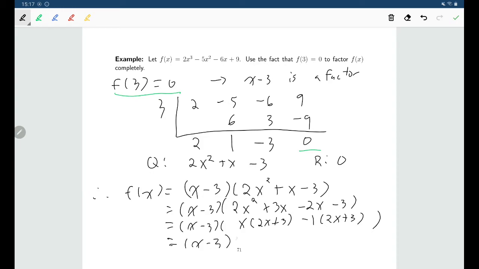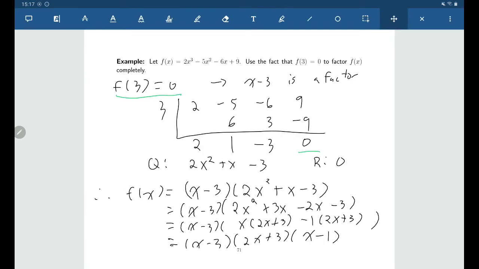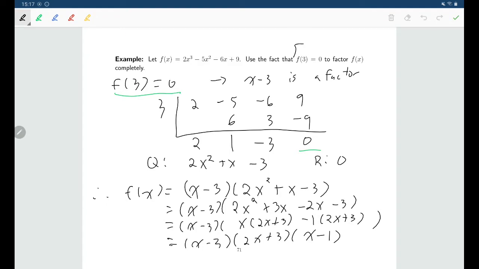And so it factors as x minus 3, 2x plus 3, and x minus 1. So far so good. This has given us a start for things. So if you knew that you had a value of x that made your function equal to 0, then there you go. You could use that to factor your function.